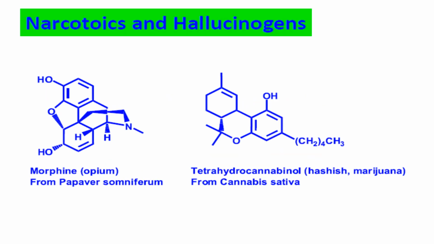Narcotic industry: hallucinogens like morphine from the opium tree, Papaver somnifera, and tetrahydrocannabinol, or hashish and marijuana, from Cannabis sativa can be used for hallucination. You know that chat, which is mainly found in Ethiopia, can also have a hallucinogenic effect because it has an alkaloid inside. Cathinone in chat can also be used as a narcotic for hallucination.